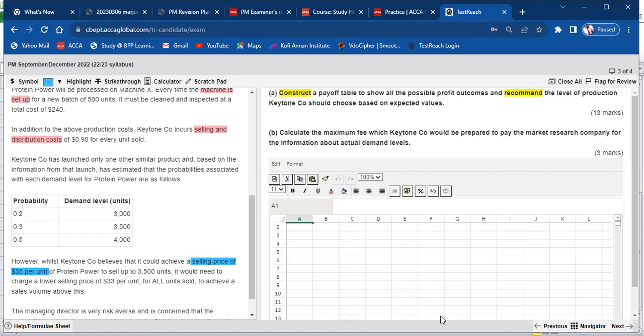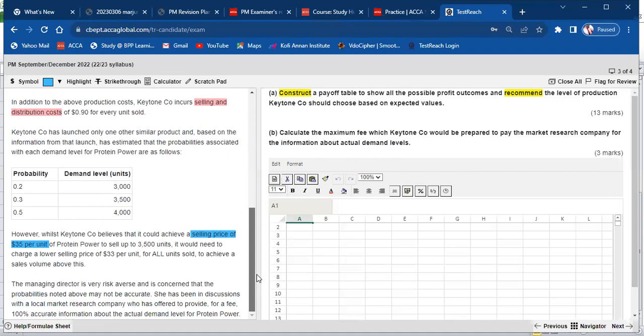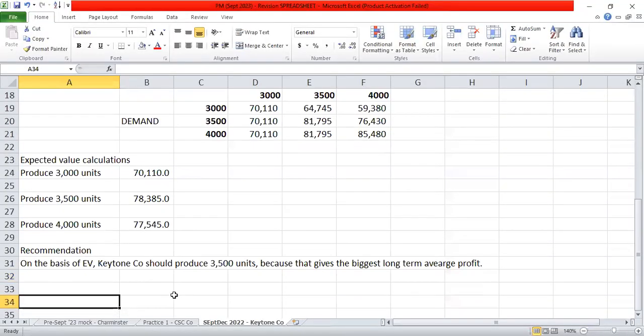Okay, calculate the maximum fee which Keytone Co should be prepared to pay the market research company for the information about actual demand level. There's only one requirement there for 3 marks. The MD has been in discussions with a local market research company who has offered to provide for a fee 100% accurate information about the actual demand level for protein. Wow. The maximum amount we should pay is called value of perfect information.